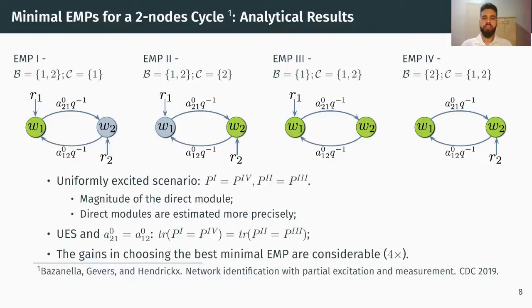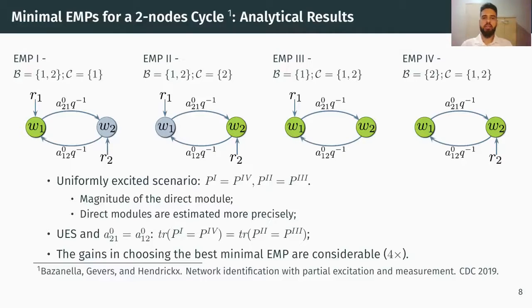We first notice that under the uniformly excited scenario, the covariance matrices of EMPs 1 and 4 are equal, and the same holds for EMPs 2 and 3. We observe that the magnitude of the direct modules determines the most accurate EMP. That is, better overall accuracy is obtained when the largest module is a direct module of an EMP. Moreover, the direct modules are estimated more precisely in these EMPs than in the counterparts.